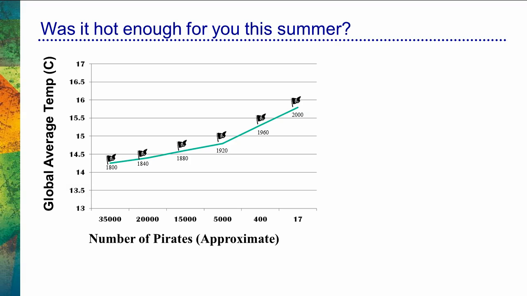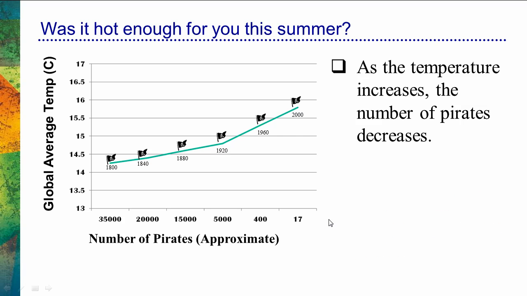They do still exist. If you listen to the news every now and then, you'll hear about some ship being taken over by pirates or looted, robbed by pirates. But there are only 17 now. So my point is, we're seeing that as the average temperature increases, the number of pirates is decreasing. So here's just a basic summary. As the temperature increases, the number of pirates decreases. We call that a negative correlation. So as one variable, the temperature, is increasing, this other variable, the number of pirates, is decreasing.